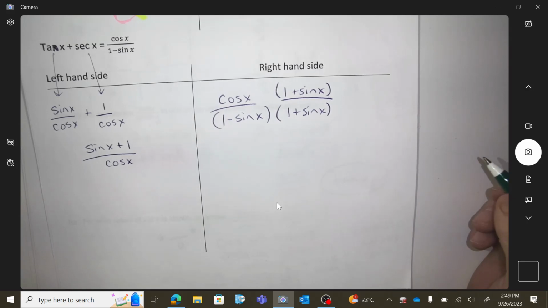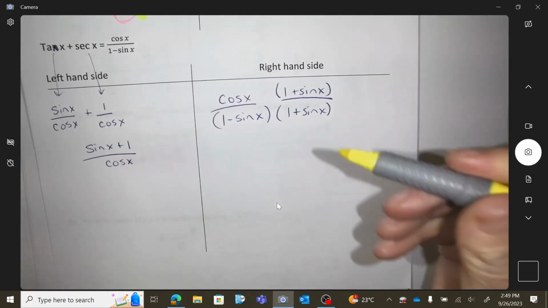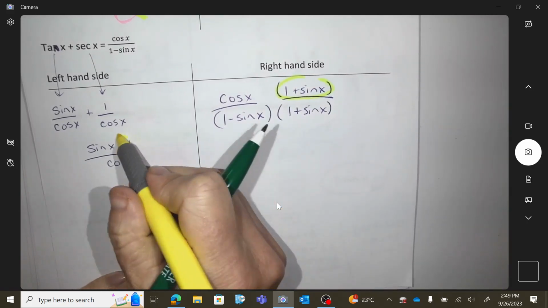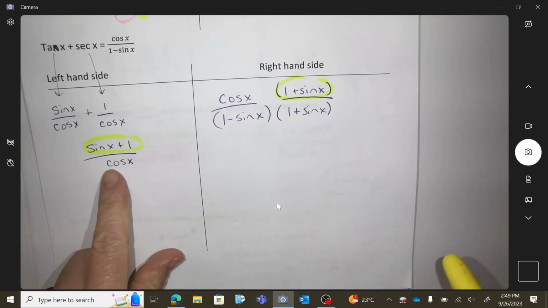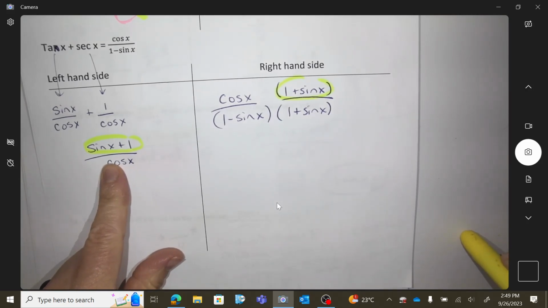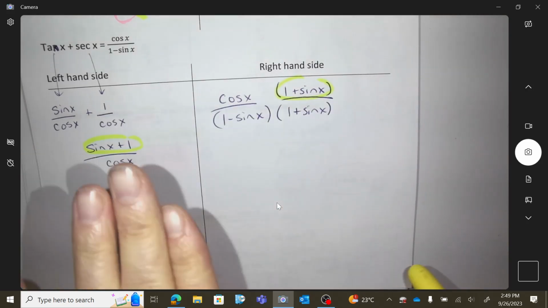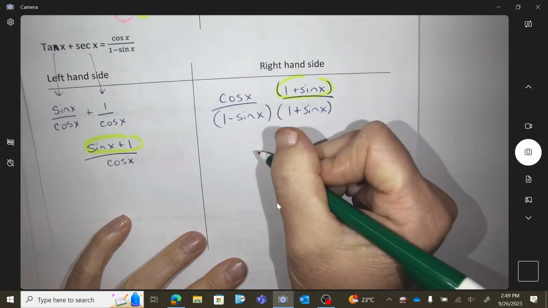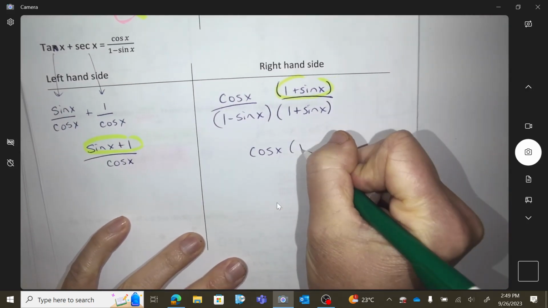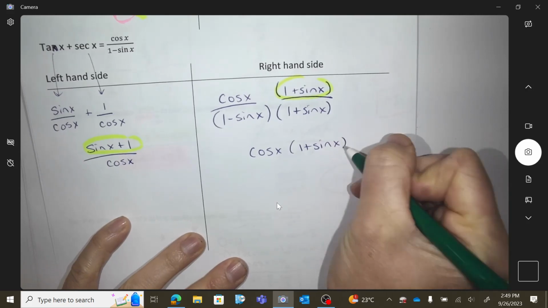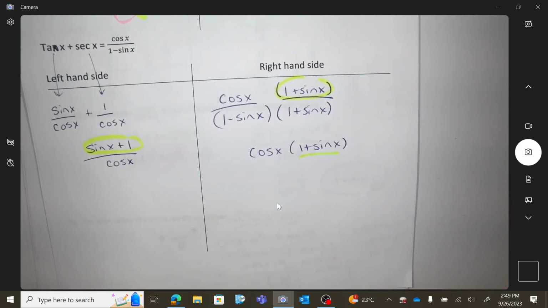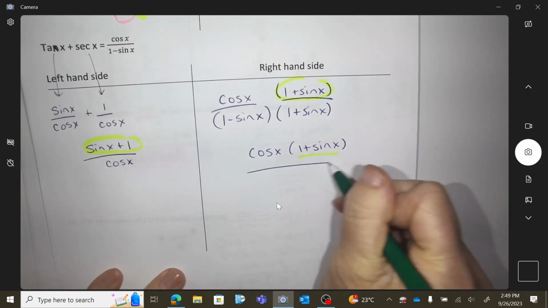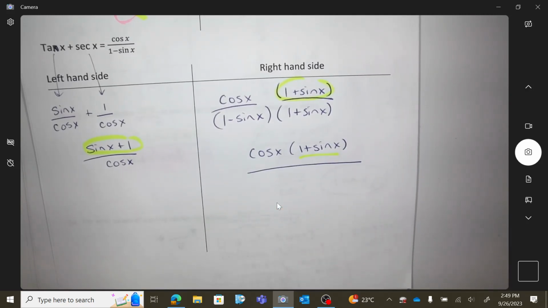Okay, now here's some forward thinking. Do you see this 1 plus sine x? That's kind of what I want to leave. Look, that's the end. So that'd be nice if that could just stay there. So I'm going to actually leave the top. The reason was because I saw the end goal and that gave me a hint. Okay, we need to work on the bottom though.